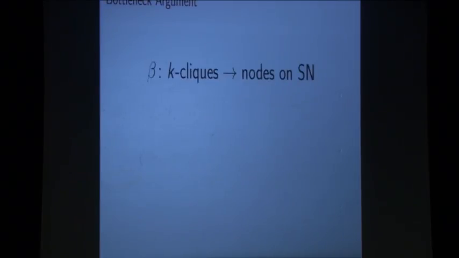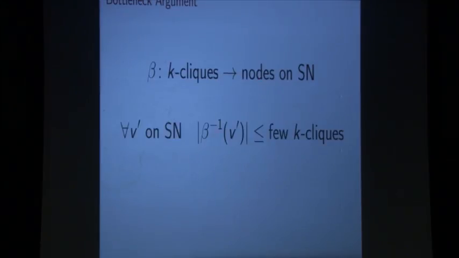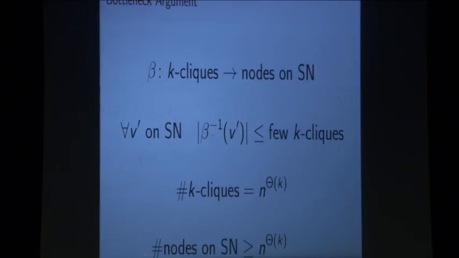Here's the plan of attack. We are going to give a bottleneck argument. I'm going to come up with a function, let's say beta, that maps k-cliques to nodes on the switching network, mapping objects of the input to objects on the model, in such a way that for every node on the switching network, not many input instances are mapped to it. So for every node, there are only few k-cliques mapping to the node. If we manage to do this with good enough parameters, then since the number of k-cliques is n to the k, the number of nodes on the switching network is also about n to the k, assuming there are really few cliques mapping to every node.